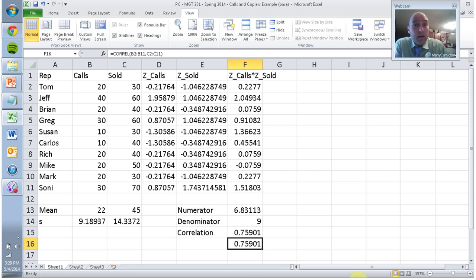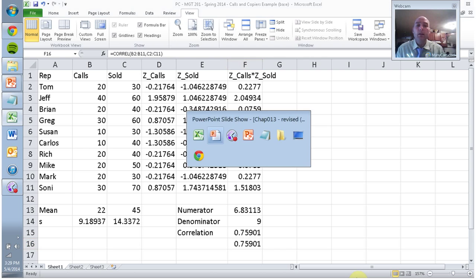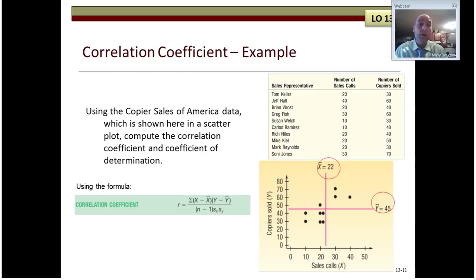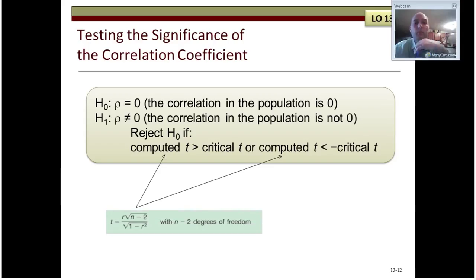That's the correlation coefficient. When we looked before at this presentation and said, right here, we've got a correlation right here of 0.75, we would call that a strong positive correlation. In fact, the number of sales calls increasing does increase the number of copiers sold. Make more calls to sell more copiers. If we wanted to test that beyond just saying that it's got a strong correlation or a weak correlation, we would want to do a hypothesis test.